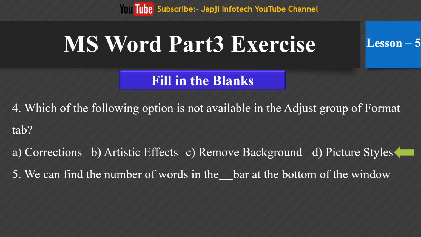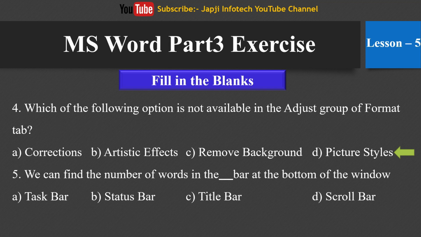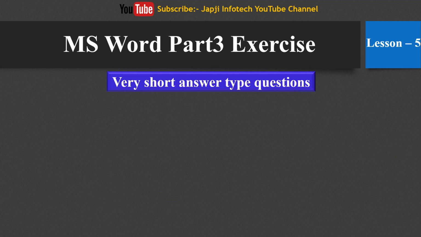And the fifth one is, we can find the number of words in the dash bar at the bottom of the window, and their options are taskbar, status bar, title bar and scroll bar. So the right answer is, we can find the number of words in the status bar at the bottom of the window. So now we will learn about very short answer type question.